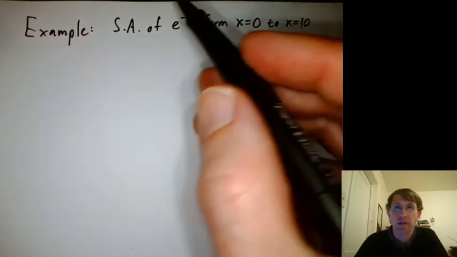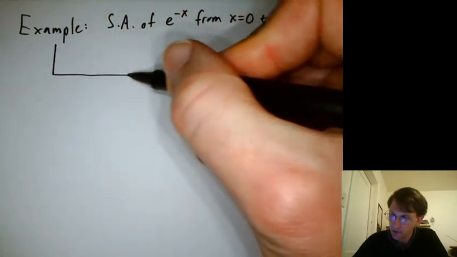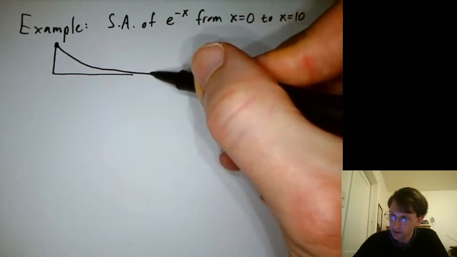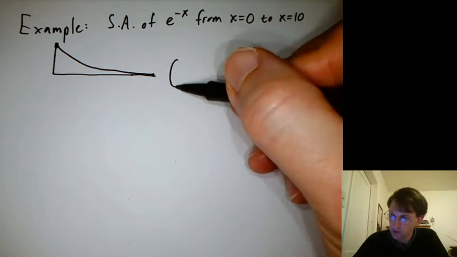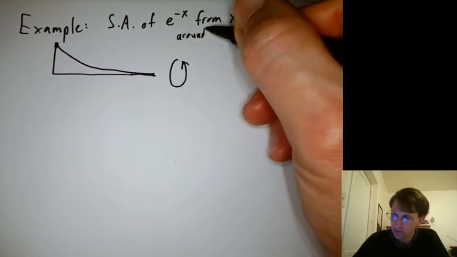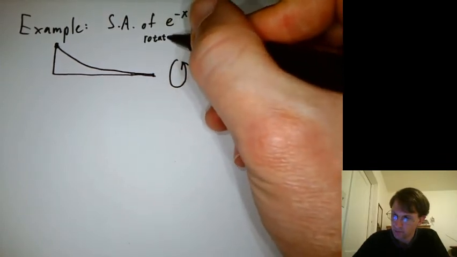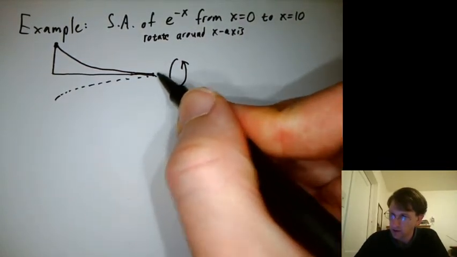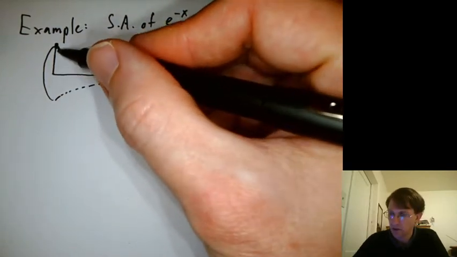Let's do an example. Let's take the surface area of e to the negative x from x equals 0 to x equals 10. First step would be to draw it, right? So we'll have exponential decay, and by the time you get out to 10, it's looking pretty small. And we're rotating around the x-axis. I forgot to say that. So we'll get another version of it down here, and we'll get kind of a trumpet shape here.